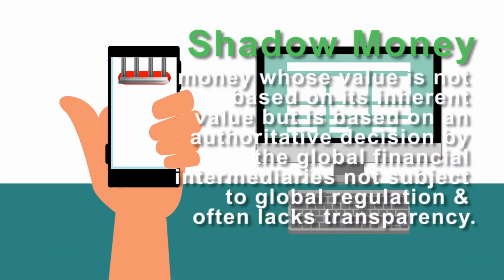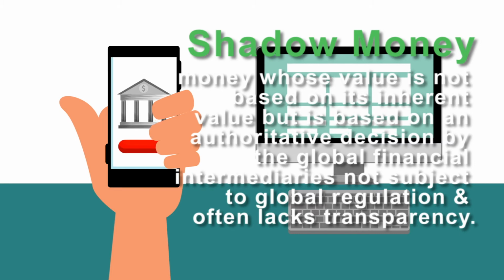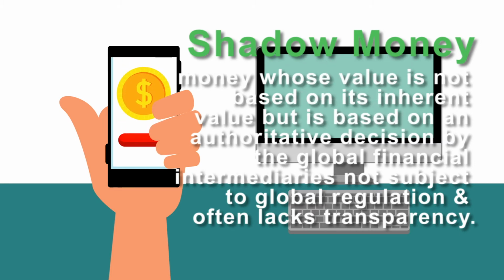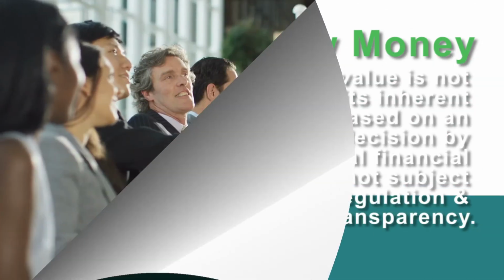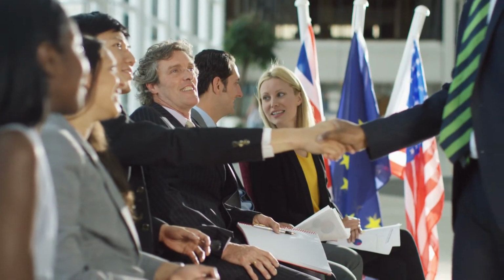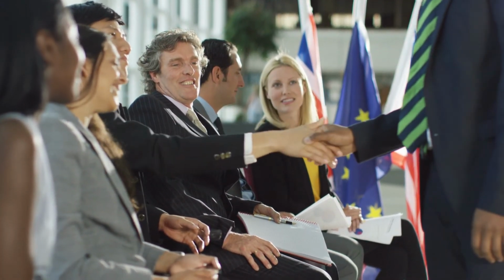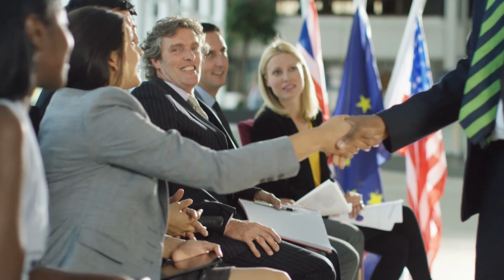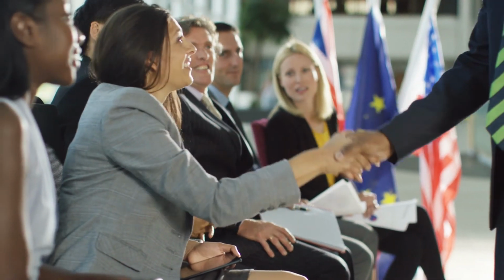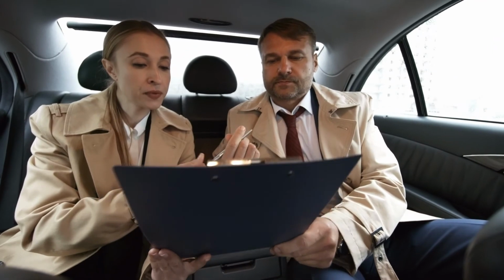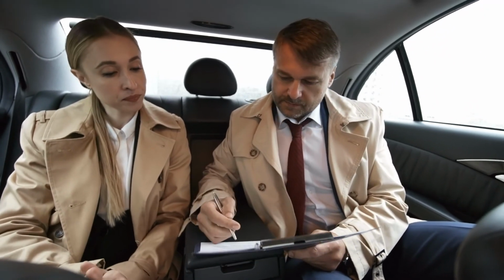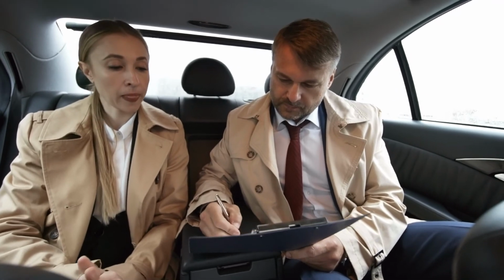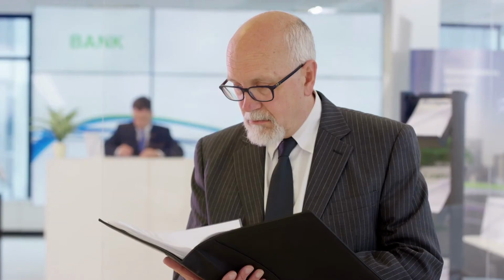Shadow money is money whose value is not based on its inherent value, but is based on the decisions of global financial intermediaries, not subject to universal regulations or transparency. One of the major issues with the shadow money system is the fact that it has no accountability to the public, much like the Eurodollar system. In most Western democracies, fiat money is often held responsible at the ballot box, but shadow money has no accountability, but to its select invested interests and shareholders.